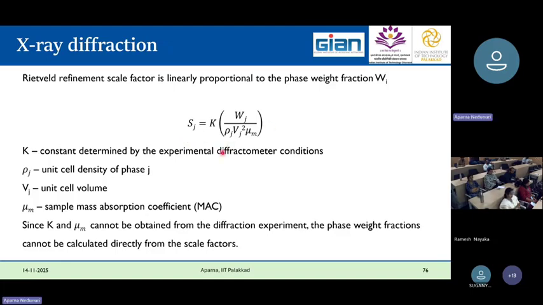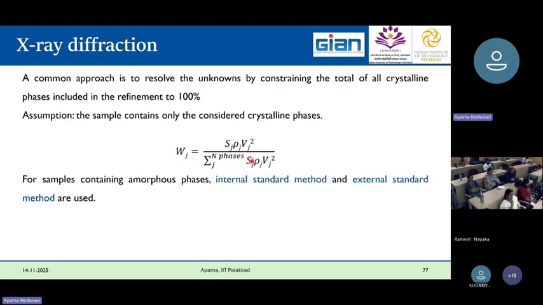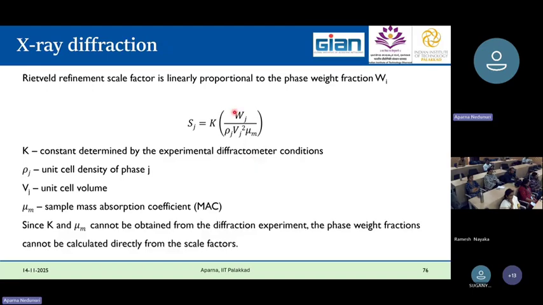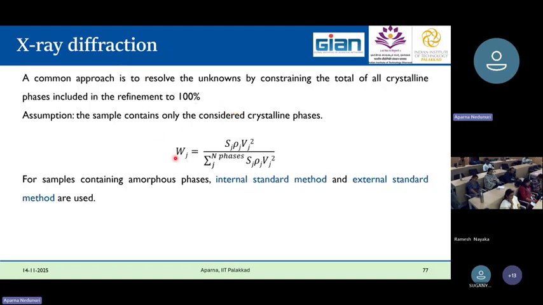So to get this, what we do is we sum up all the phases, like we have Wj as one phase, and we can have n number of phases in the sample. We'll sum all those and then say that for a crystalline material, the sum of all phases should be equal to 100. Once we say that, we'll eliminate K and mu m, and then we can get the weight fraction of a particular material. But this weight fraction is considering you only have these phases. So it would be an apparent weight fraction, right? Because you are considering the entire summation would be equal to 100.